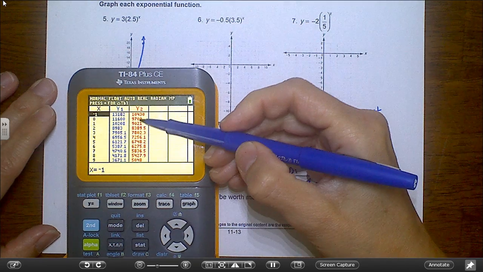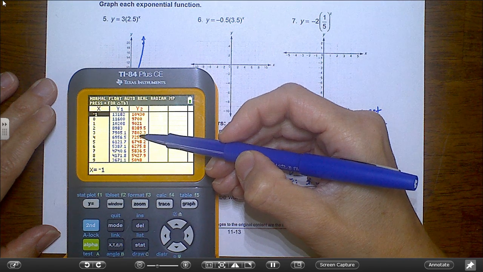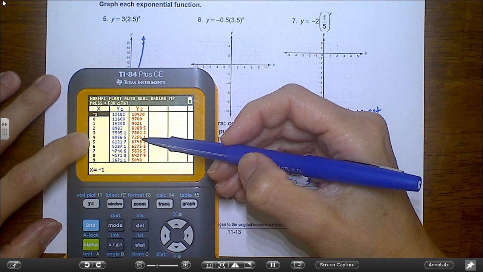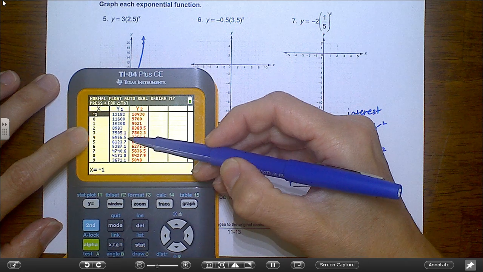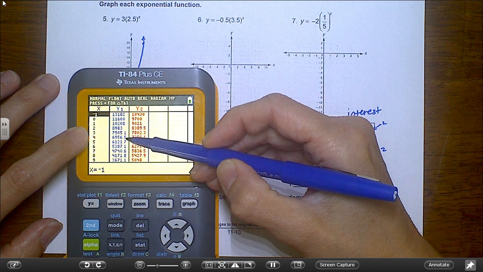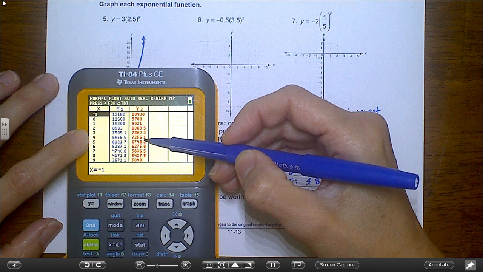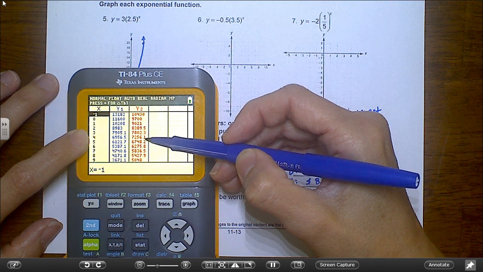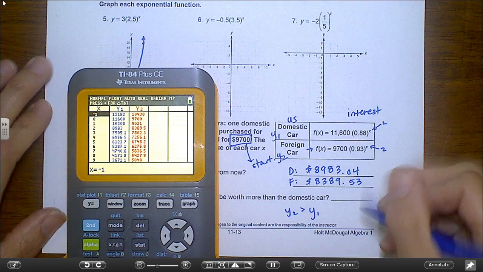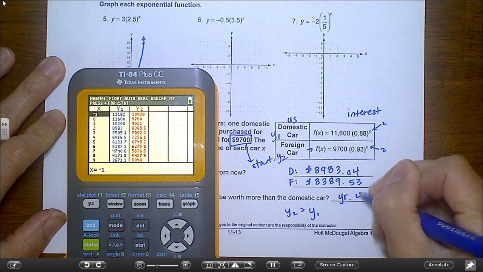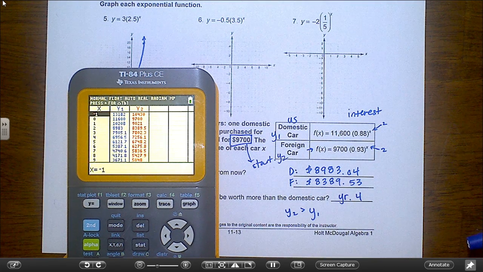So if you take a look here, right here at 4. So you see how the domestic car is worth $6,956.50, and then the foreign car is worth $7,256.10. So at year 4, that's where the foreign car is worth more than the domestic car. So that's the way you can do that too. So you don't even really have to see the graph. You can just look at the table of values and see where it jumps ahead.